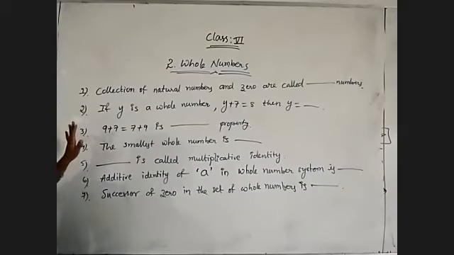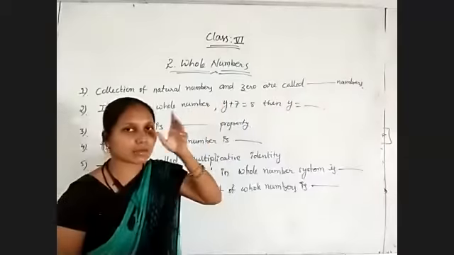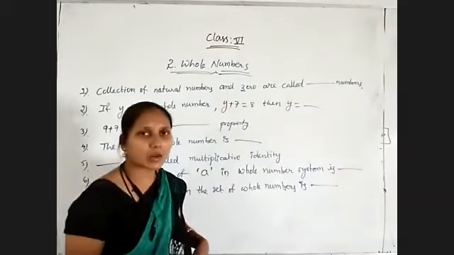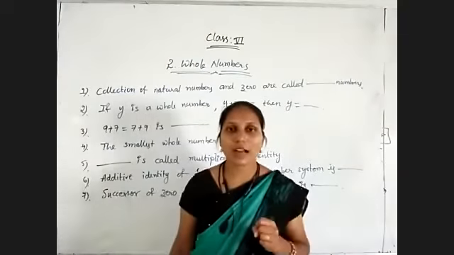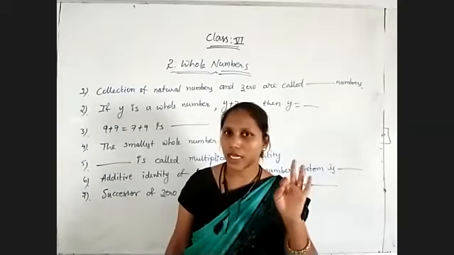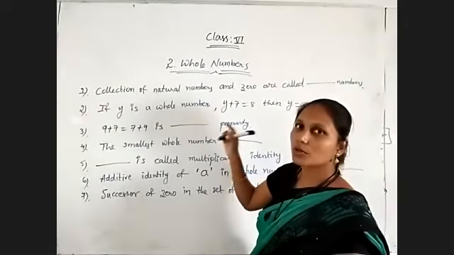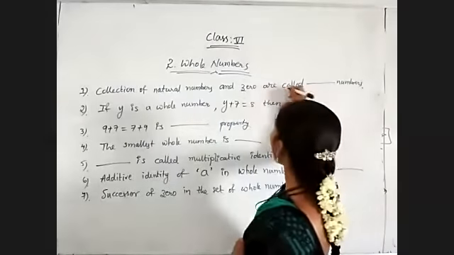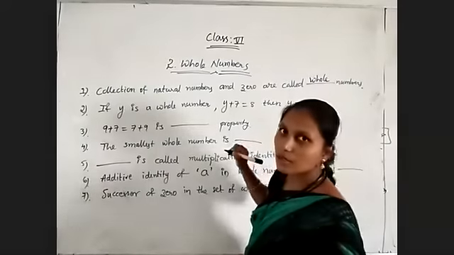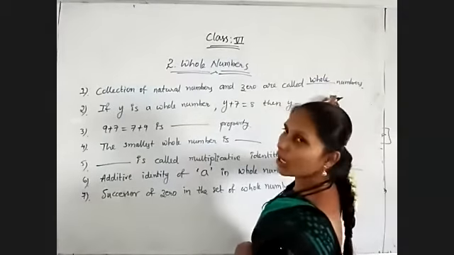So now observe this question. Collection of natural numbers and 0 are called which numbers? What is our chapter name? Whole numbers. So as I told you, natural numbers are nothing but the set of numbers 1, 2, 3 and so on. Collection of 1, 2, 3 and 0. So collection of 0, 1, 2, 3, 4, 5 and so on. All those numbers are called which numbers? Whole numbers. Okay. Collection of natural numbers and 0 are called whole numbers.